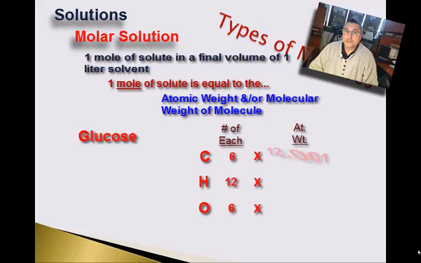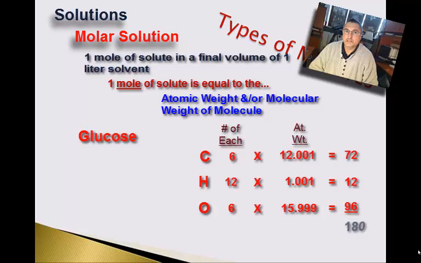Carbon, as you can see, is 12. Hydrogen is 1. And oxygen is 16. Then I would multiply each one of those times the number of atoms of each element that is going to be found in this molecule. There's 6 carbons, 12 hydrogens, and 6 oxygens. 6 times 12 is 72. 12 times 1 is 12. And 6 times 16 is 96. Add all that together, it should give you right around 180.